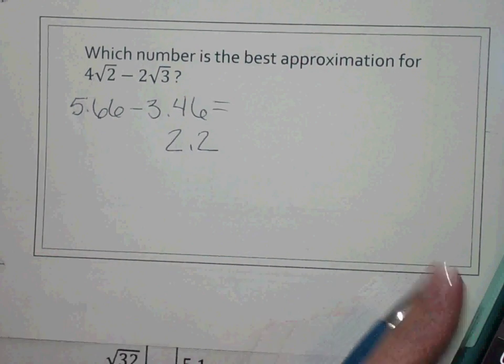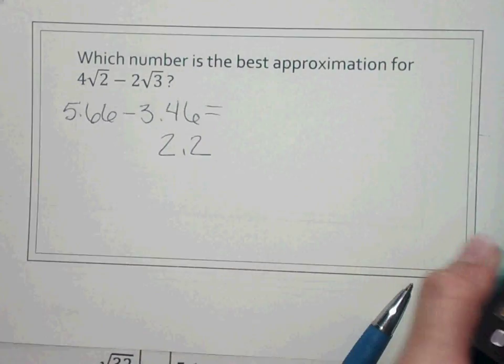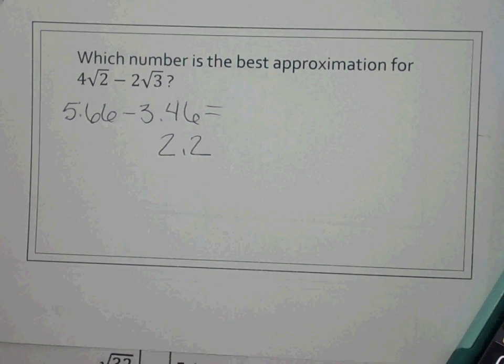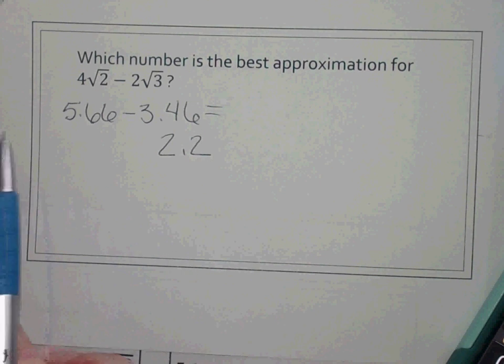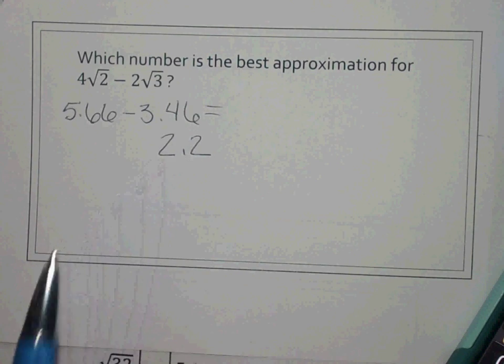Now if you've got a different kind of scientific calculator, if you have a TI-30X or the MultiView, it has the radicals on there that will help you simplify. If you don't, you can do it like I did and find the approximations here.